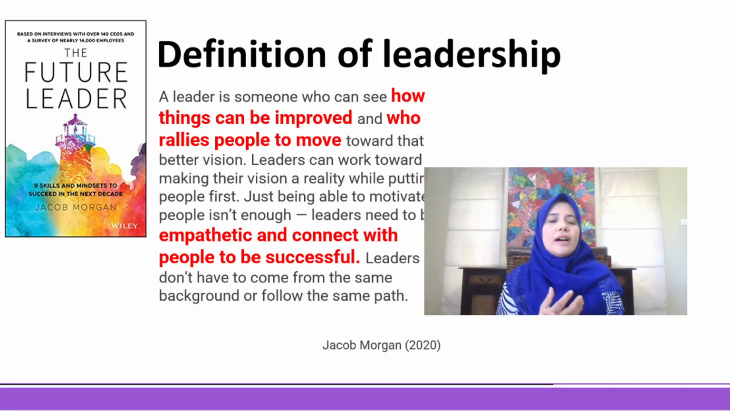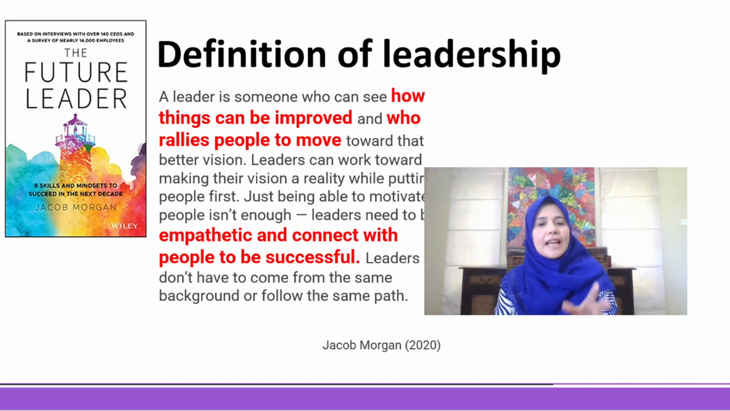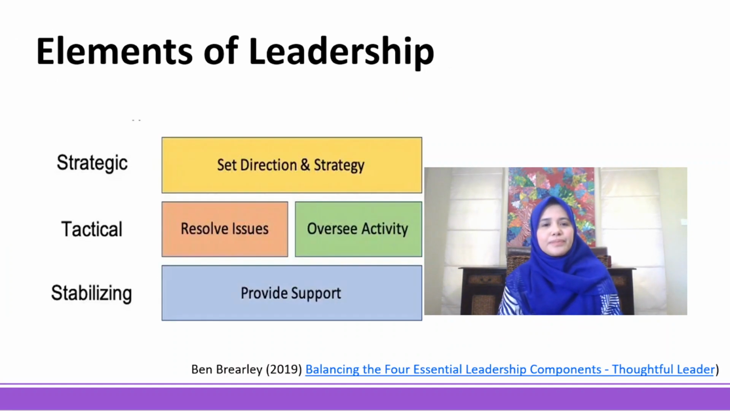And who rallies people to move toward a better vision, so not just stuck at the same status quo. It's also about a leader that is empathic and connects with people to be successful. So it's not just about one's own success, but also about the team's or subordinates' success.